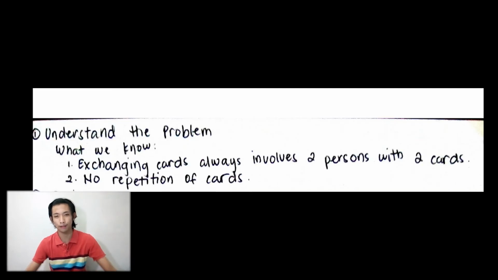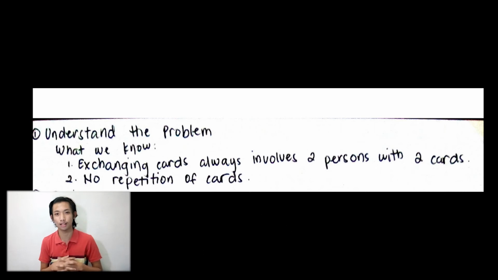So first, we apply Polya's method of problem solving. The first step is to understand the problem. Let's first list what we know about the problem. Based on the problem, exchanging cards always involves two persons with two cards. It means that person A gives a card to person B and person B gives a card to person A.